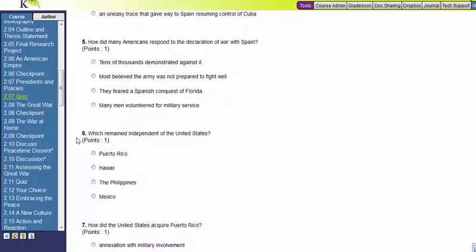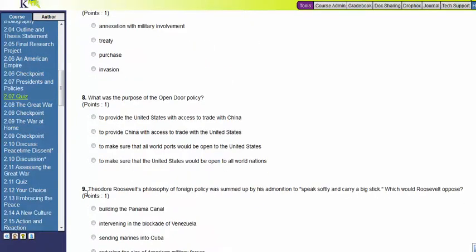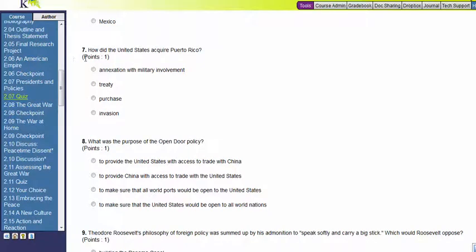Number 6, which remained independent of the United States? Puerto Rico, Hawaii, the Philippines, or Mexico? Number 7, how did the United States acquire Puerto Rico? Annexation with military involvement, treaty, purchase, or invasion?